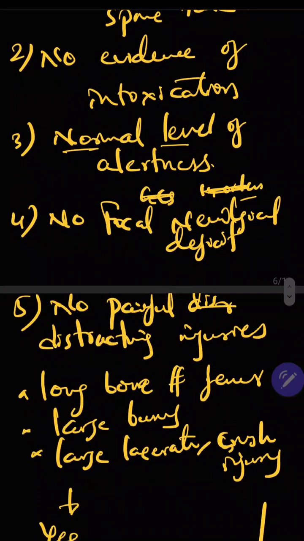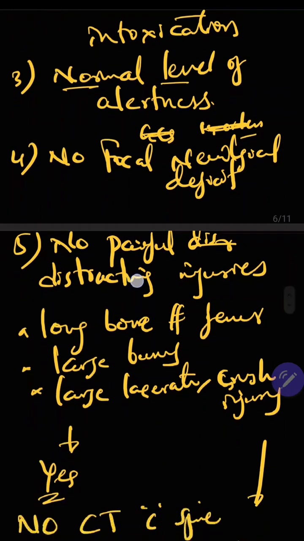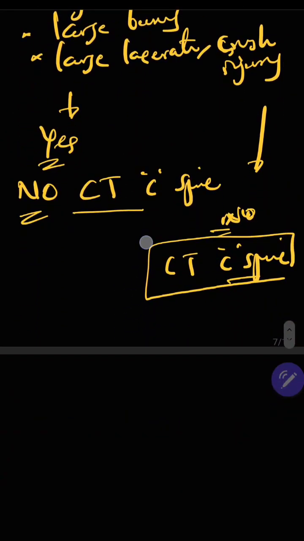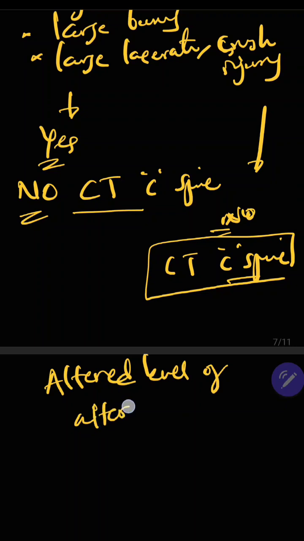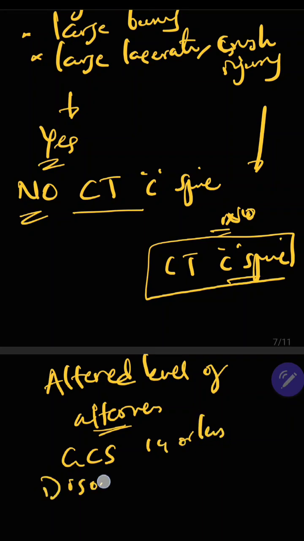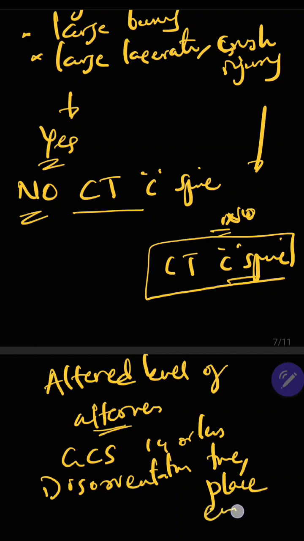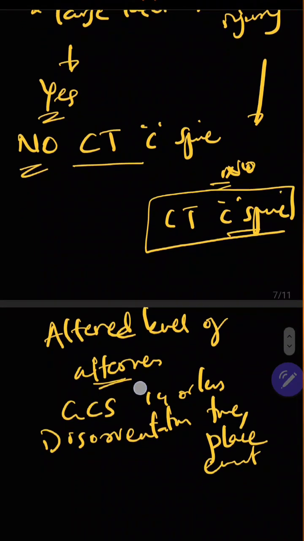And I have told normal level of alertness. For normal level of alertness, generally we don't do CT C-spine. Suppose instead of normal level of alertness, he is having altered level of alertness, like GCS of 14 or less, and disorientation to time, place or events.